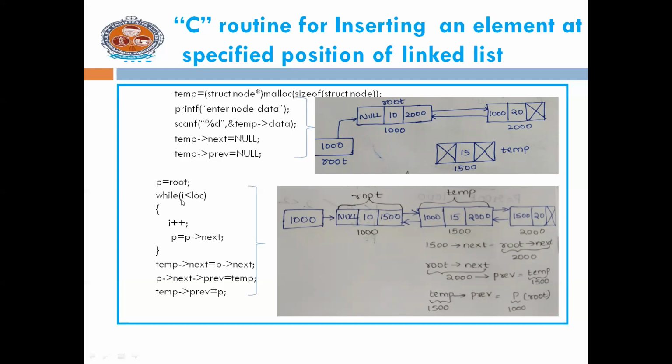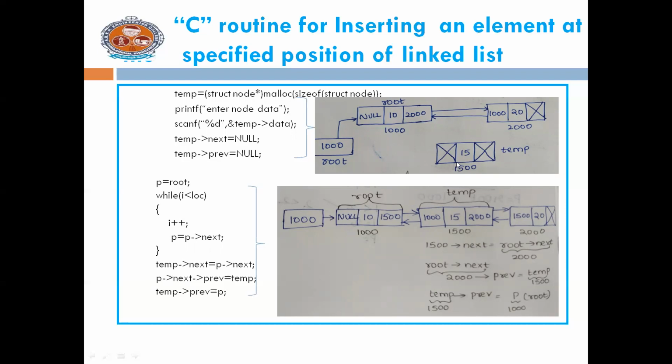So while i is less than location, where location specifies where you want to insert your new node. Initially my i value is 1 and the location value is 2. So 1 is less than 2, so the condition is true. So the i value will be incremented to 2, and next p equals p of next, that is root of next, which is nothing but 2000. So again it moves to the while loop. Now the i value is 2 and the location value is also 2. 2 is less than 2? So this while loop fails here.